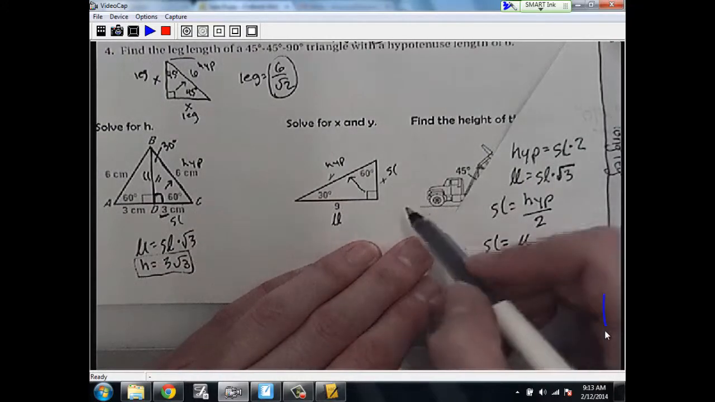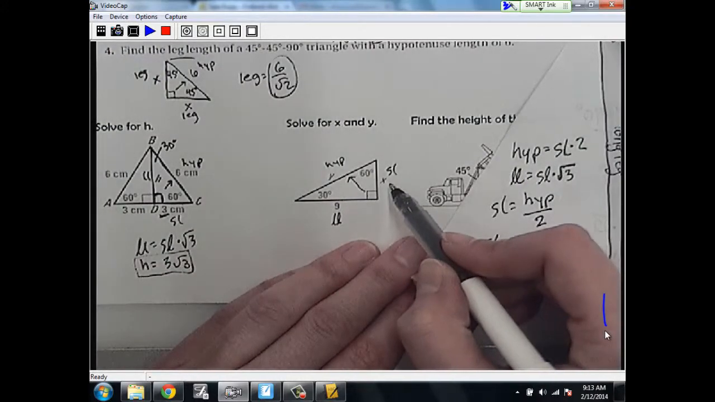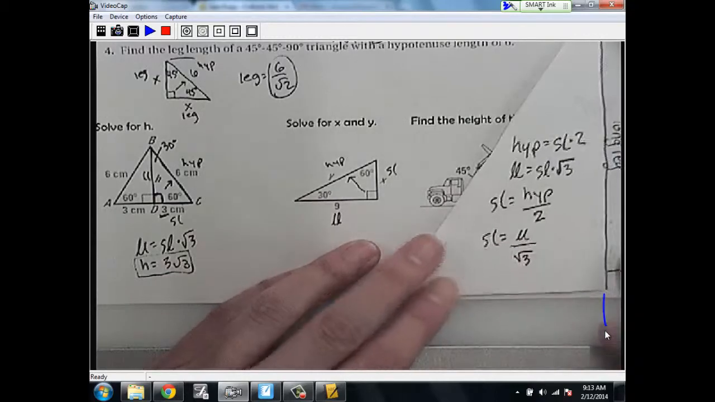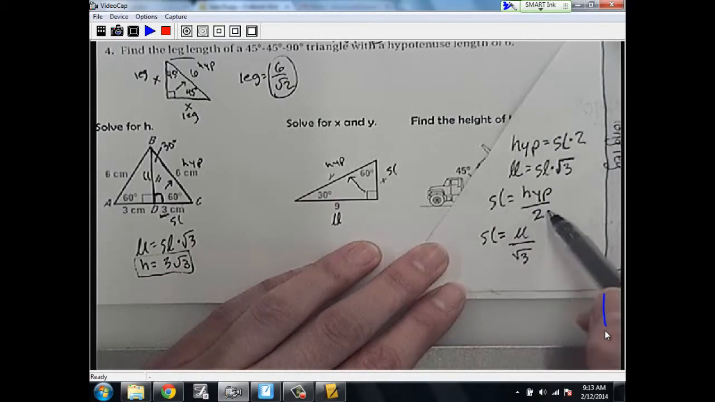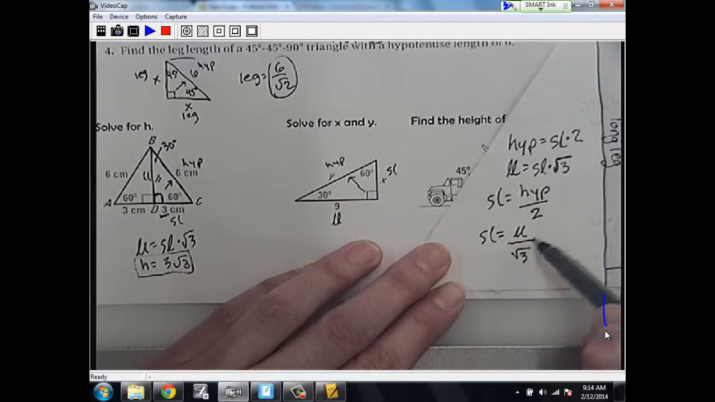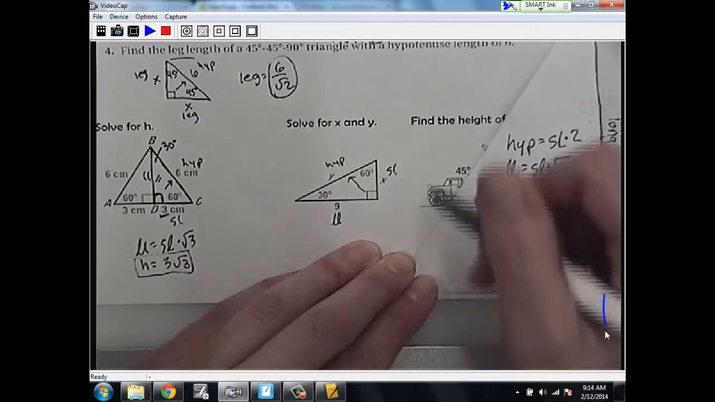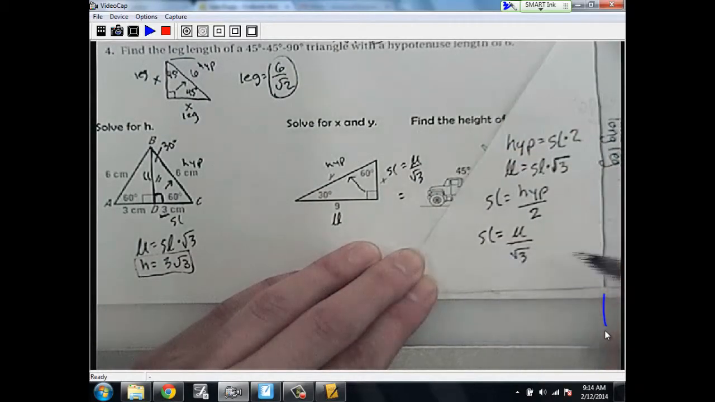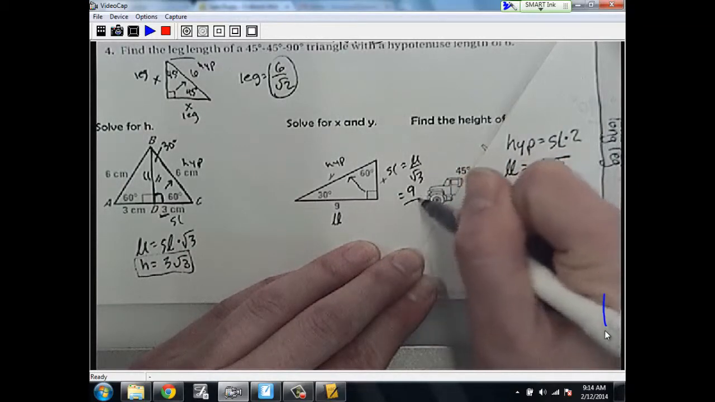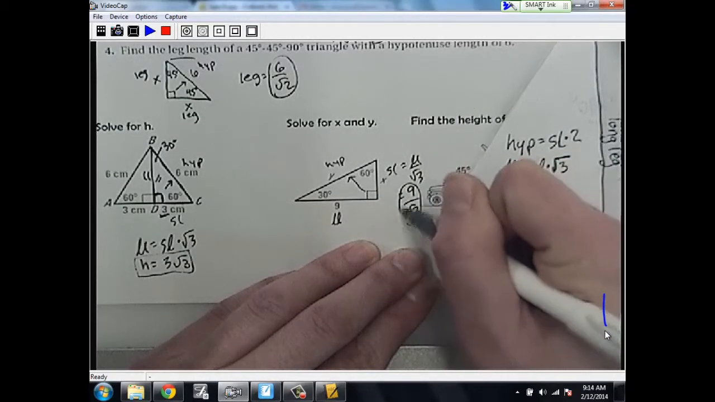I'm going to look at my short leg. Can I find my short leg? I don't have it, but I can find it. It's the hypotenuse divided by 2. Do I know the hypotenuse? No, so I'm going to look at this one. Do I have the long leg? Yeah. So I'm going to say short leg equals long leg divided by square root of 3. The long leg is 9 divided by square root of 3. That's this side.